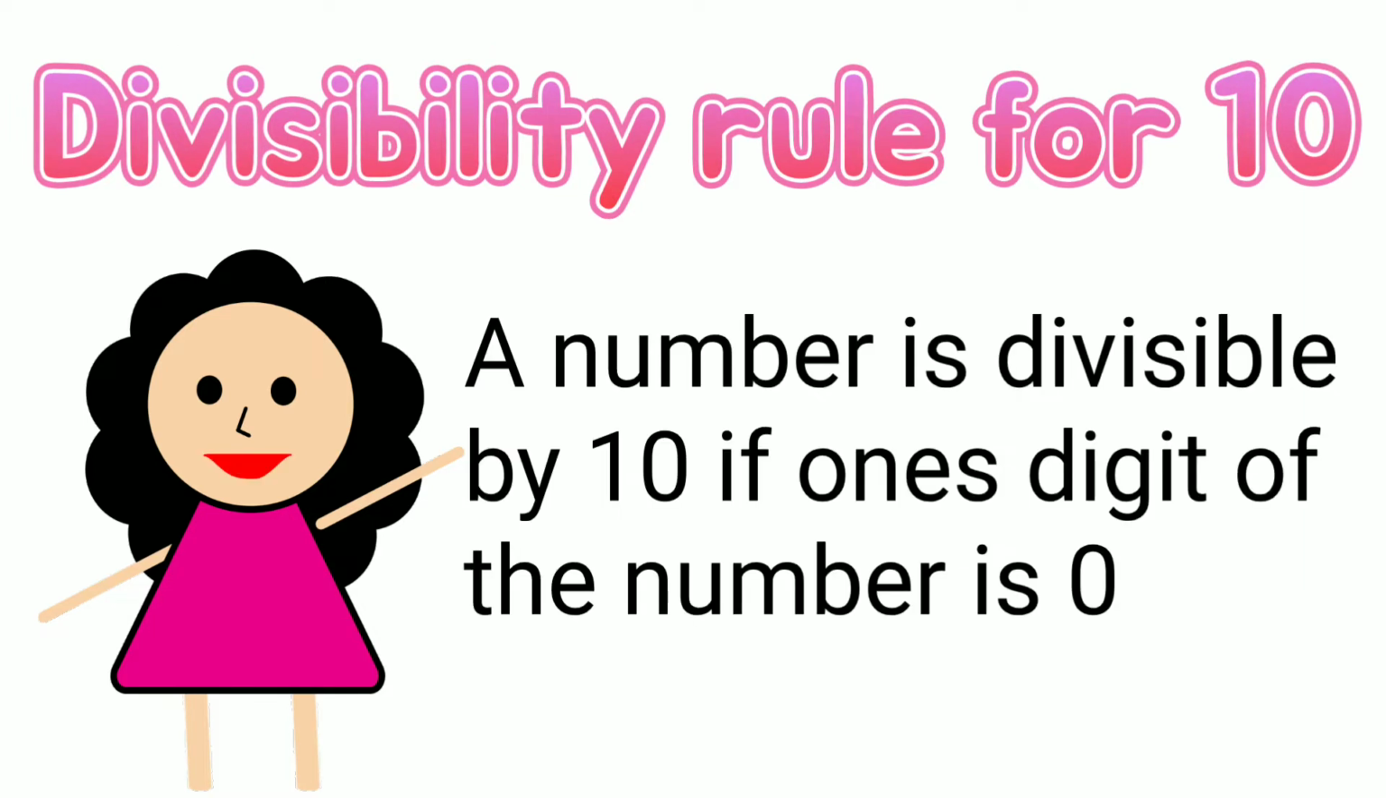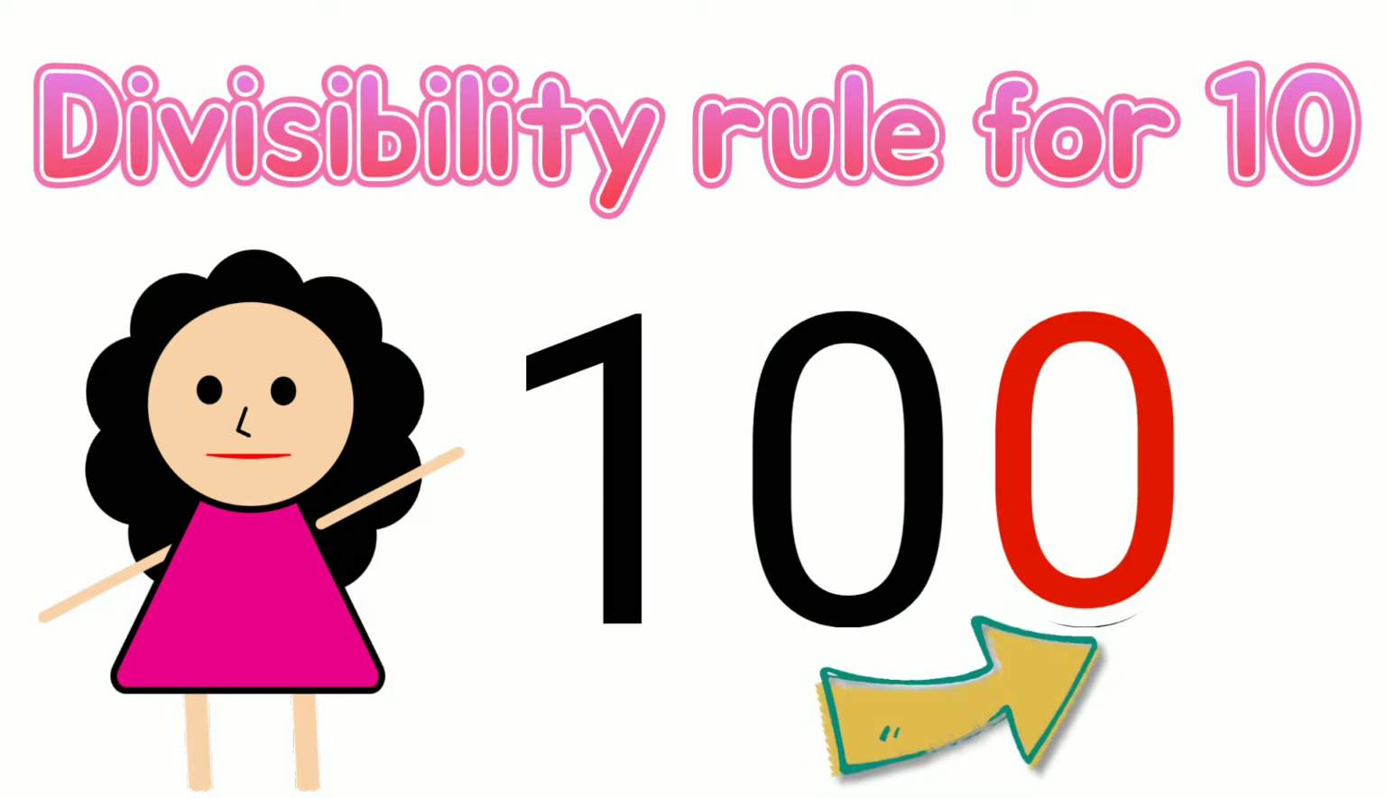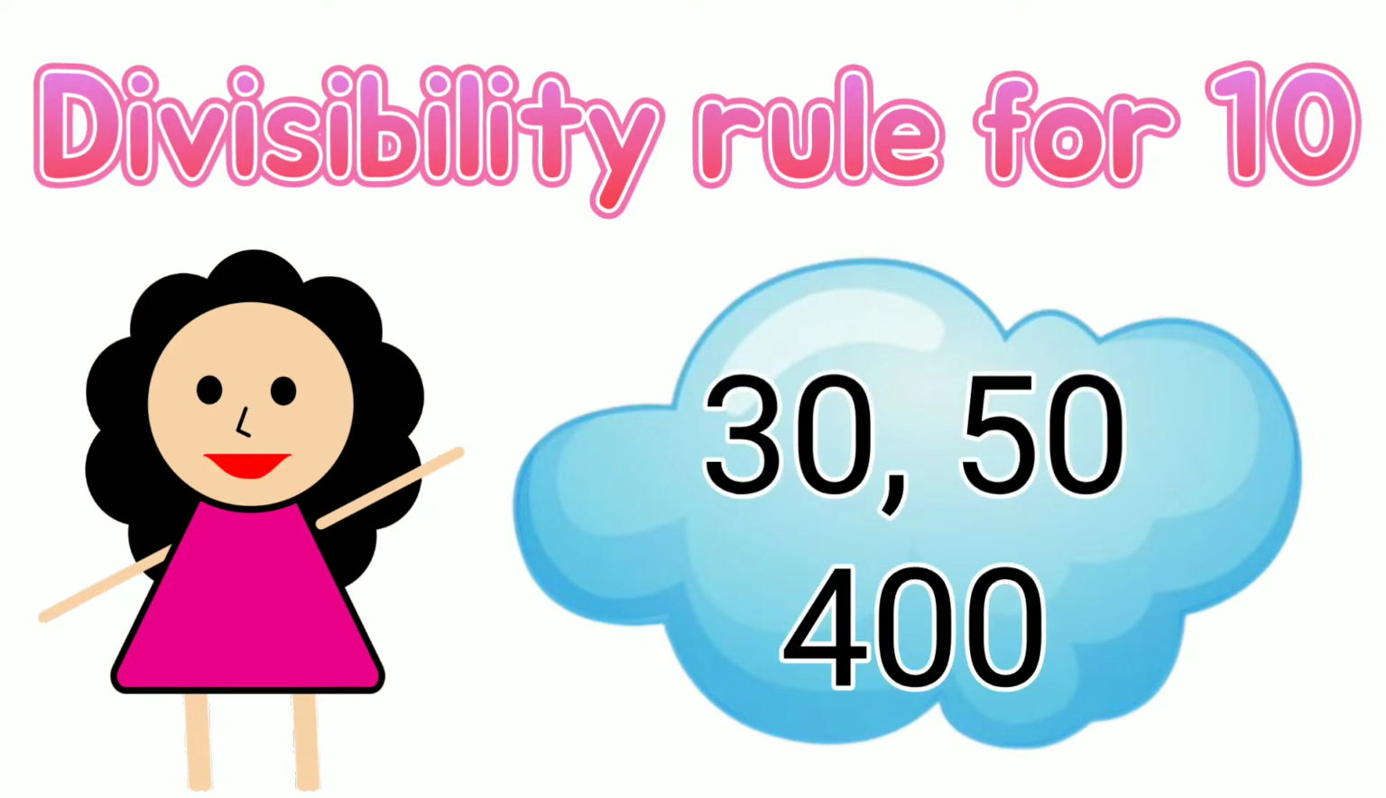Divisibility rule for 10. A number is divisible by 10 if the ones digit of the number is 0. For example, 100. As you can see, the last digit of the number is 0. Therefore, 100 is divisible by 10. Here's the other examples.